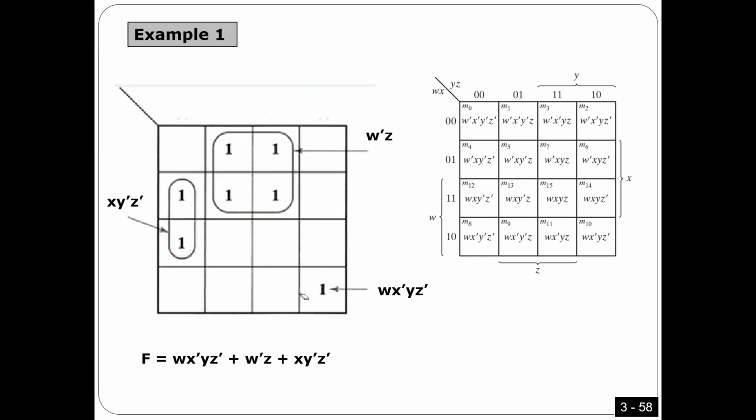However, some students may make another group this way. Okay. This is going to create a redundant term. Why? Because these 2 ones are already in groups. They're already covered by groups. So if you cover them again, they're already covered. The function is still correct, but it's not the most simplified one because you added a redundant term. You understand what I'm saying?